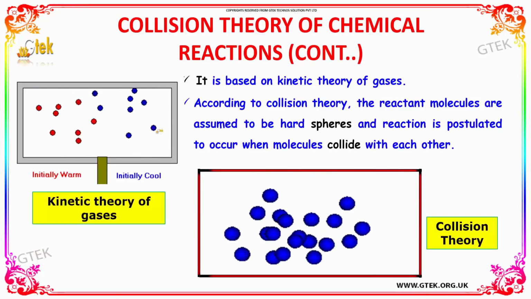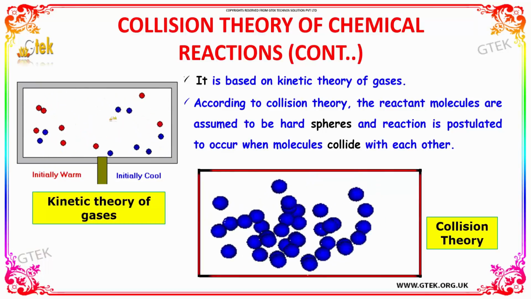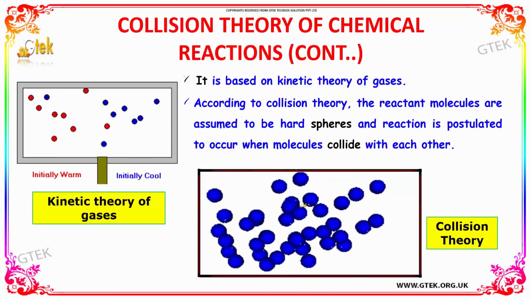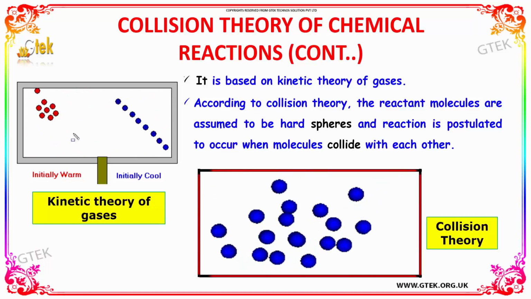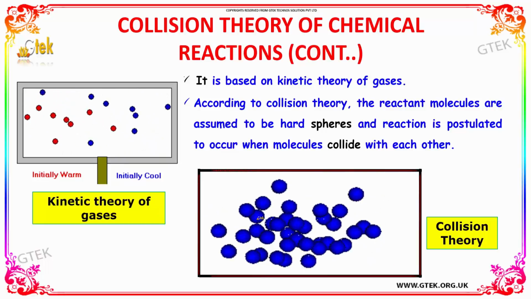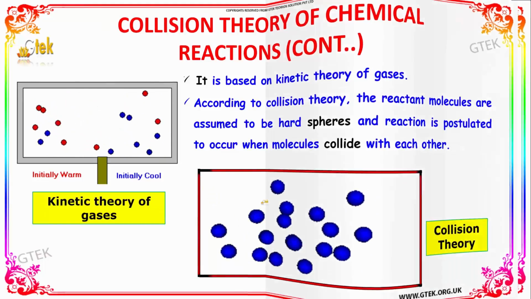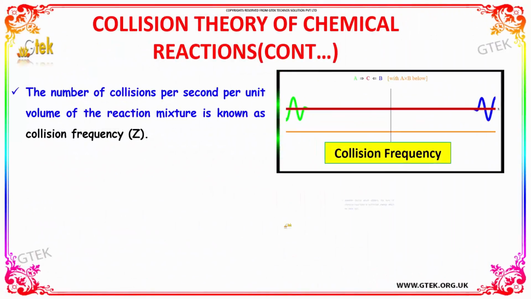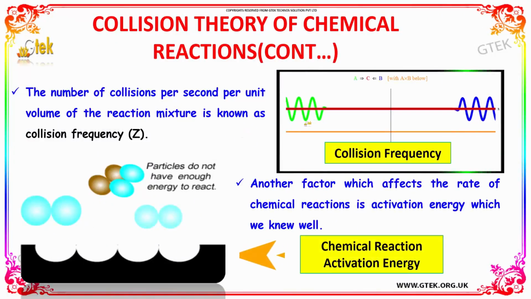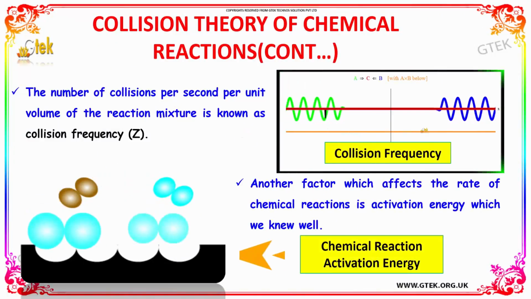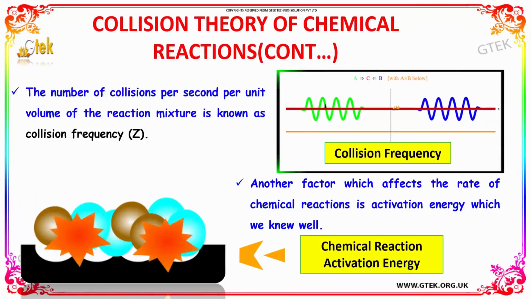According to the collision theory, the reactant molecules are assumed to be hard spheres, and reaction is postulated to occur when molecules collide with each other. You are able to see the molecules are warm here and this is cool here, and it started colliding now. So this is referred to as collision theory. The number of collisions per second per unit volume of the reaction mixture is known as collision frequency.